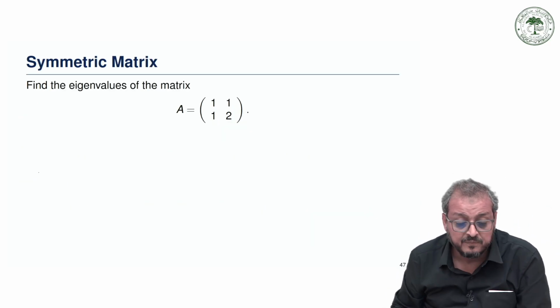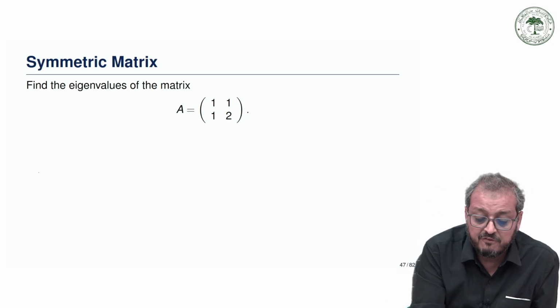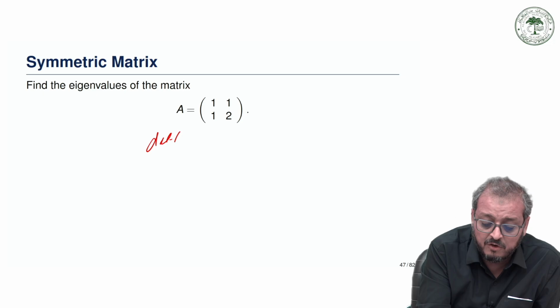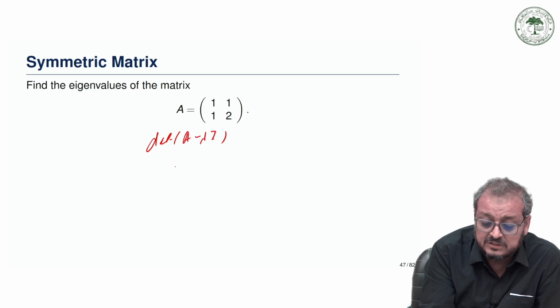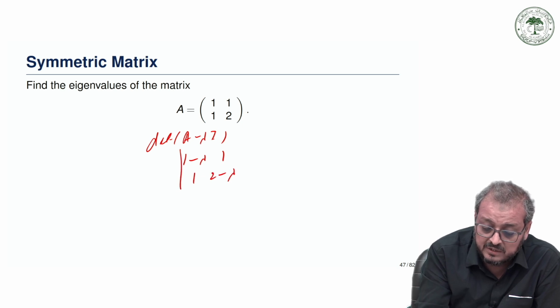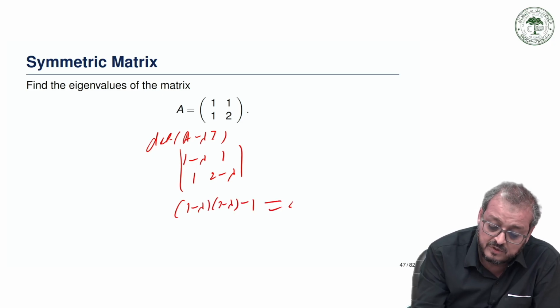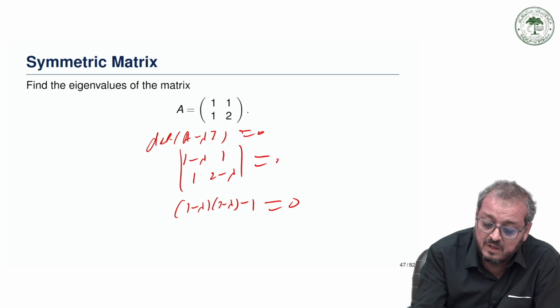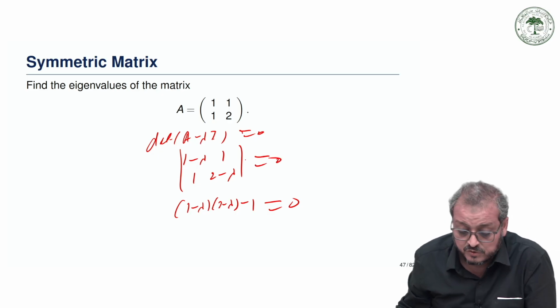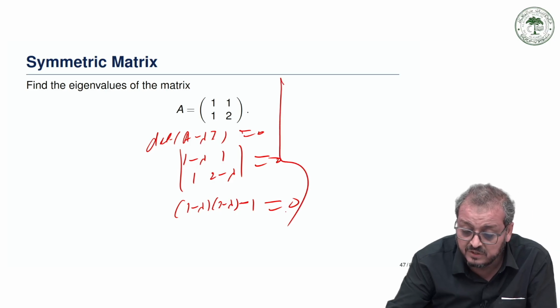First we take a symmetric matrix. Now this is a symmetric matrix. We find the determinant of A minus lambda I. So this is A minus lambda I: 1 minus lambda, 1, and then 1, 2 minus lambda. Then calculating, this is equal to 1 minus lambda times 2 minus lambda, minus 1, and this should be equal to 0. We take the non-trivial solution, where the determinant is equal to 0. Then we have to simplify this.